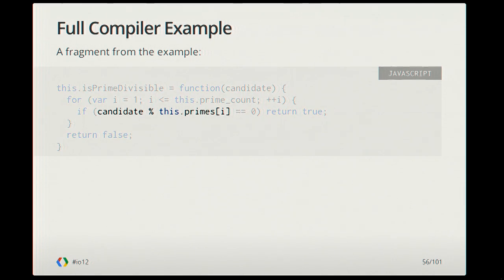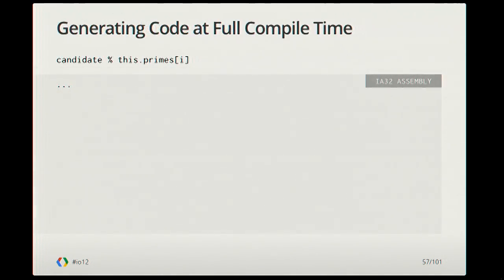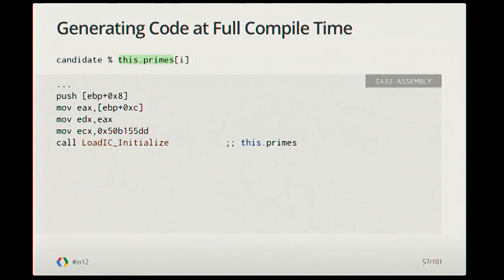I'd like to take a particular fragment of code there, which takes an element from the primes array and checks whether the candidate number is divisible by that number. And let's see what the full code generator does with this code. Now, don't sweat the details. I'm going to show some assembly language here. It's not actually important what the details are, but I want to show the pattern of what goes on here. Each expression generates a little chunk of code. You'll see that there's some preparation code, and then there's a call to an IC to actually do the work.